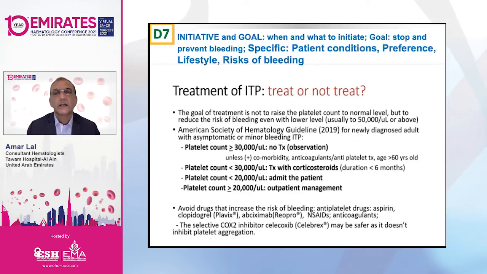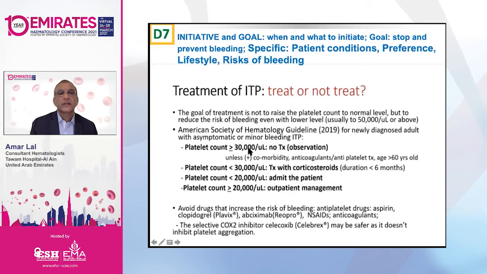The goal is very clear. If bleeding, stop bleeding. If not bleeding, prevent bleeding. But specific to the patient's condition, preference, lifestyle, and risk of bleeding. Based on the ASH guideline, the goal of treatment is not to raise the platelet count to a normal level, but to reduce bleeding, even at a lower level, up to 50,000.